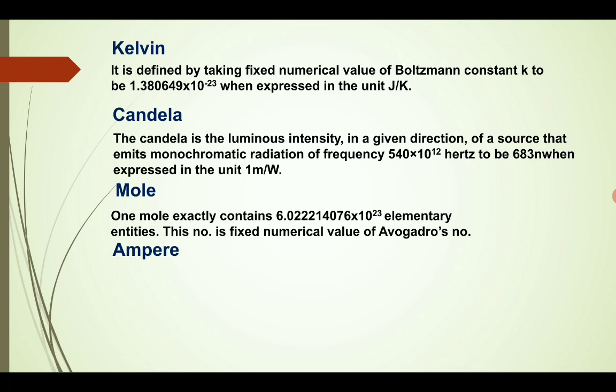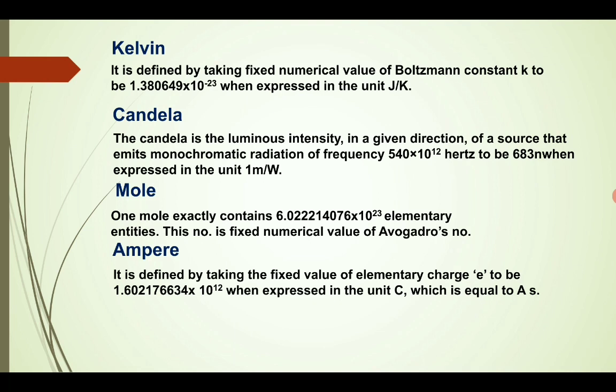And at last we are going to define one important SI unit, that is the ampere. You already studied that the ampere is the SI unit for current. We measure current in terms of ampere. So again it is a changed unit, and it is defined by taking the fixed value of the elementary charge, that is 1.602176634 × 10^-19 when expressed in the unit C, which is equal to ampere second.